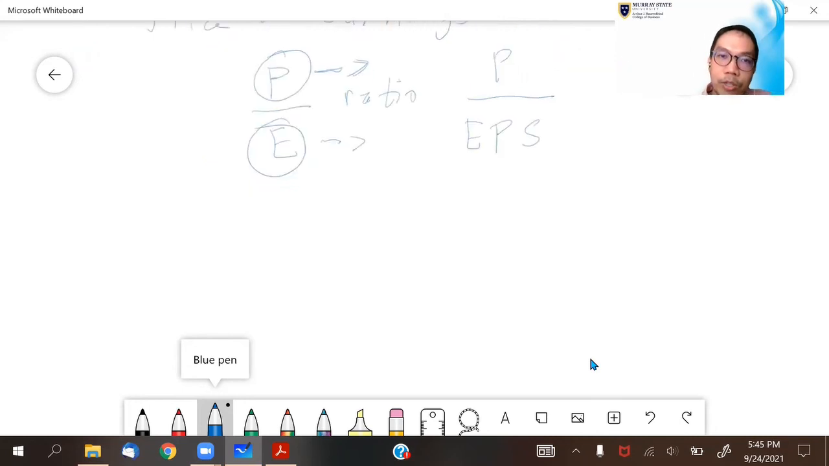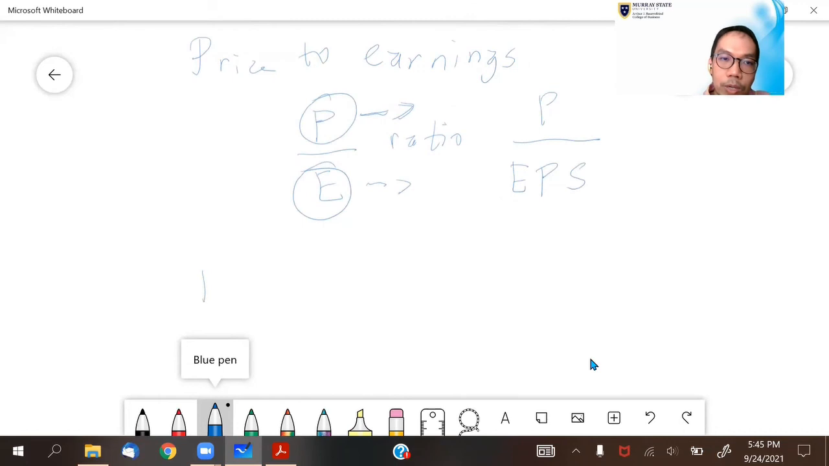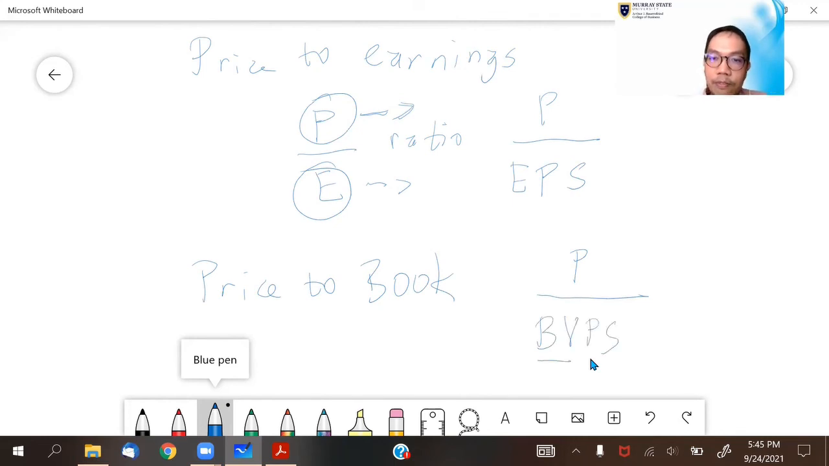Okay, another famous ratio would be price to book value. So what is the P? P is the price per share. Now what is the B? The B is the book value of equity per share. BV is the book value of your equity on your balance sheet. You look at your balance sheet, you have the equity account, the total amount of your equity. So book value of your equity per share.